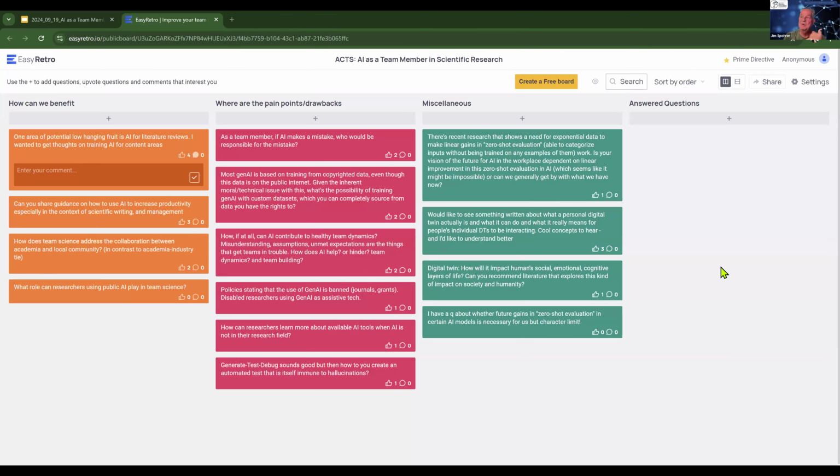So I would say summarization, glue code, and anti-procrastination are very practical in my life. And those are things I use every single day.